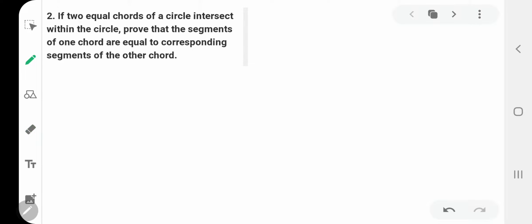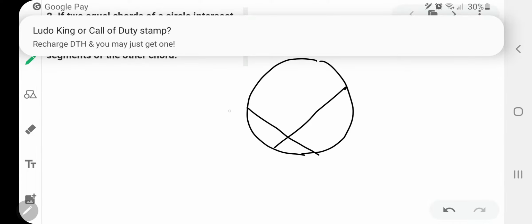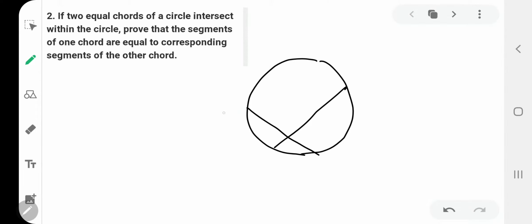Today I'm taking you through exercise 10.4, problem number 2, which says: if two equal chords of a circle intersect within a circle, prove that the segments of one chord are equal to the corresponding segments of the other chord. So if I have this as a circle and there are two equal chords, these are the chords and they are equal. Can I write it as A, B, C, D? They are equal and they intersect within a circle. So I'll put this as E.